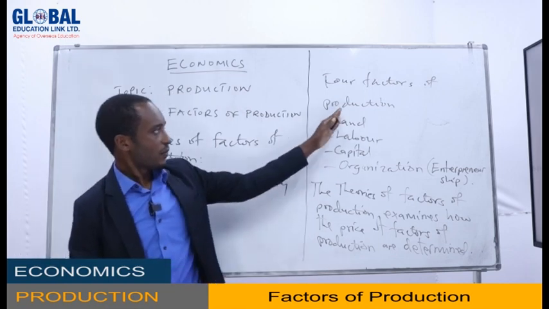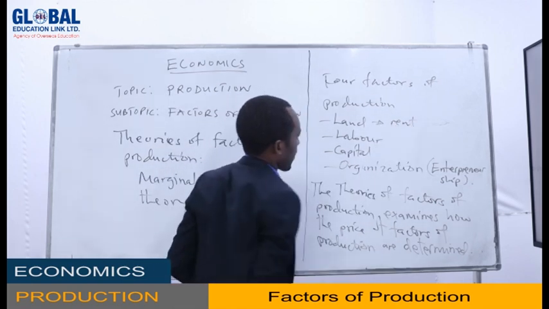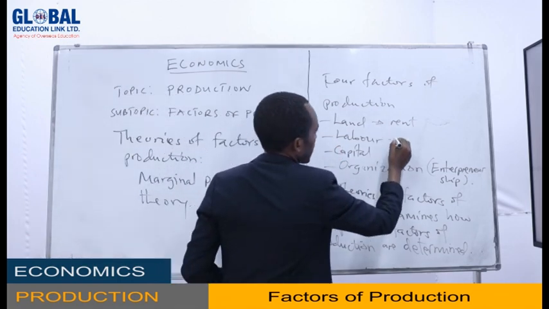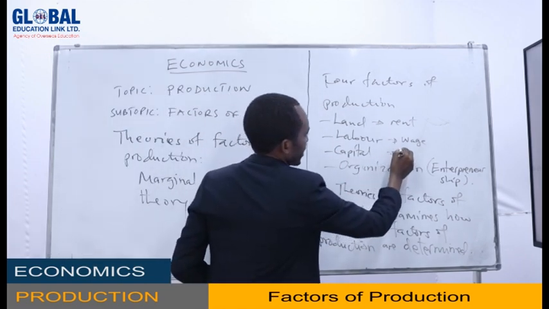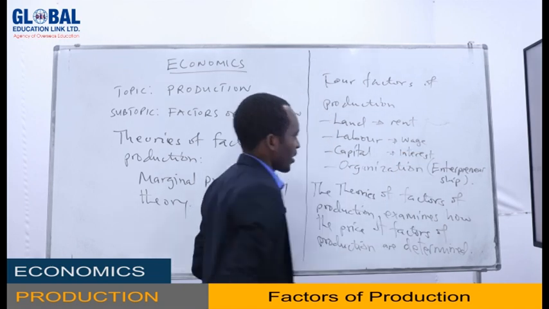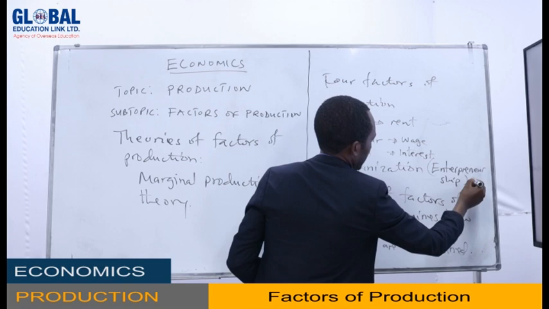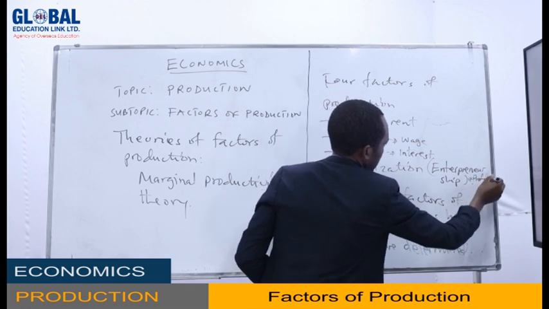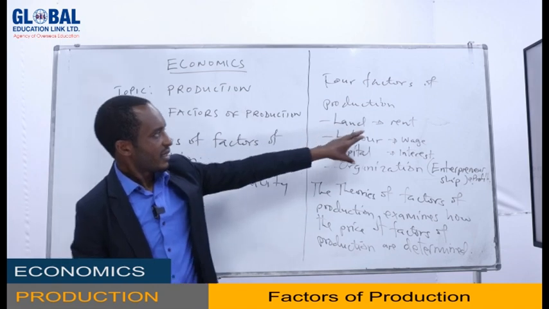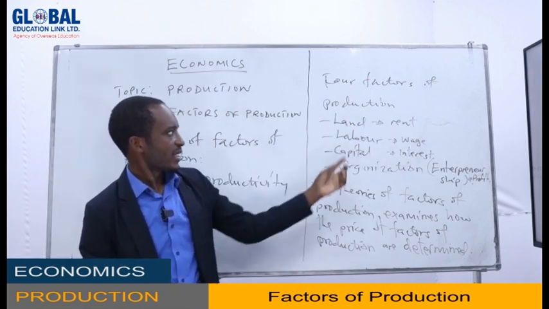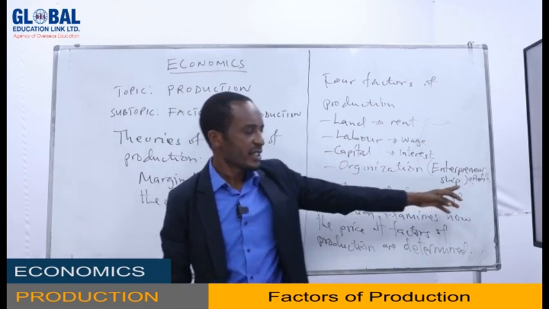We know that the prices of these factors, for instance, for land is rent, and for labor is wage, and for capital is interest, and for organization or entrepreneur is profit. So these are the prices of these factors of production. The land is rent, labor is wage, capital is interest, and the organization is profit.